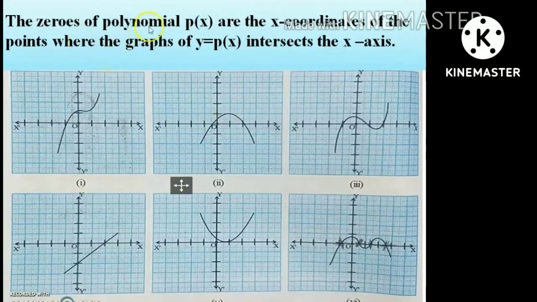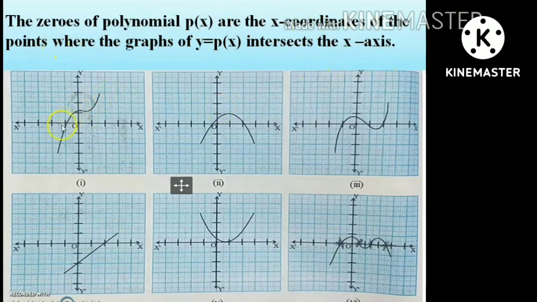Now in this, if I have a graph, then how to know what the zeros of the polynomial are from the graph? Always, if the equation is in terms of x, that is y is equal to p of x, and p of x can be written as x cube minus x square plus 6, anything, then the zeros are the x coordinates of the points where the graph intersects the x-axis.